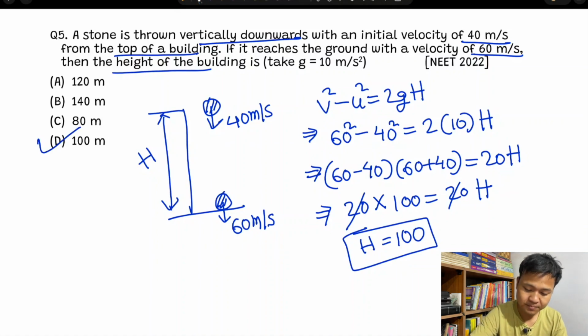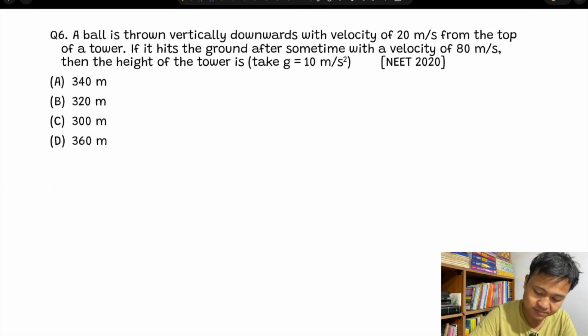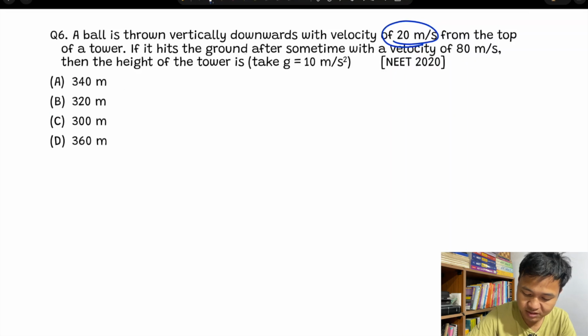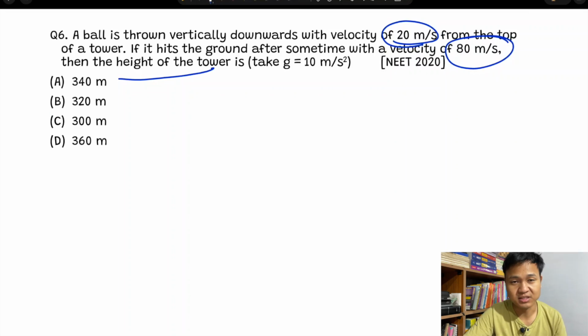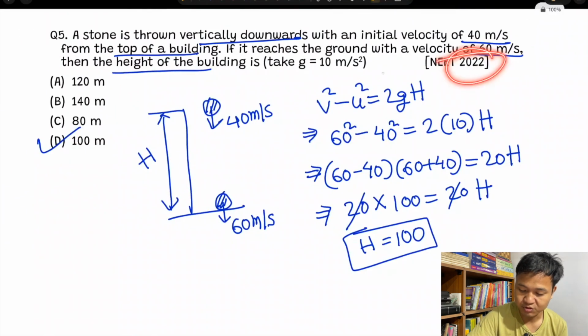Okay, one more question. Same question. A ball is thrown vertically downwards with initial velocity of 20 from the top of a tower. It hits the ground after some time with velocity 80 meter per second. So the height of the tower? See, exactly the same thing. Solve the previous question first, it is very important. This question was in 2020 as well, and now the same exact question is repeated in 2022.